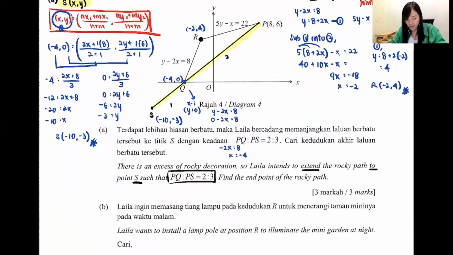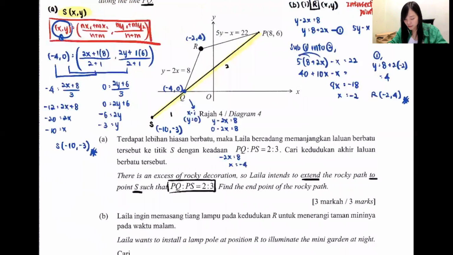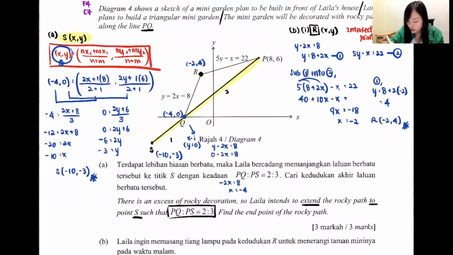So guys, next one. Second part: find the area of the mini garden, which is PQR. So guys, in the second part, they're going to find the area for PQR. I think they're going to find the one I purposely shaped for you. So how do we find the area for this?